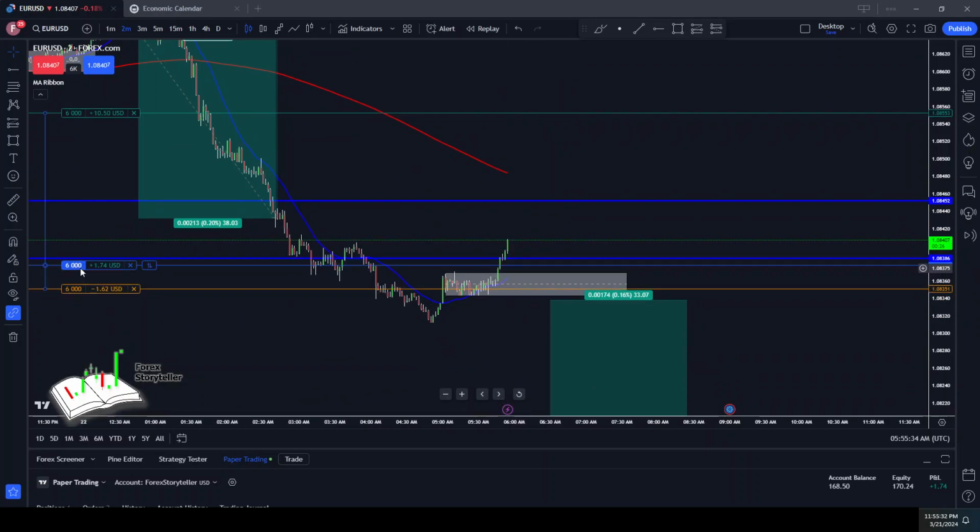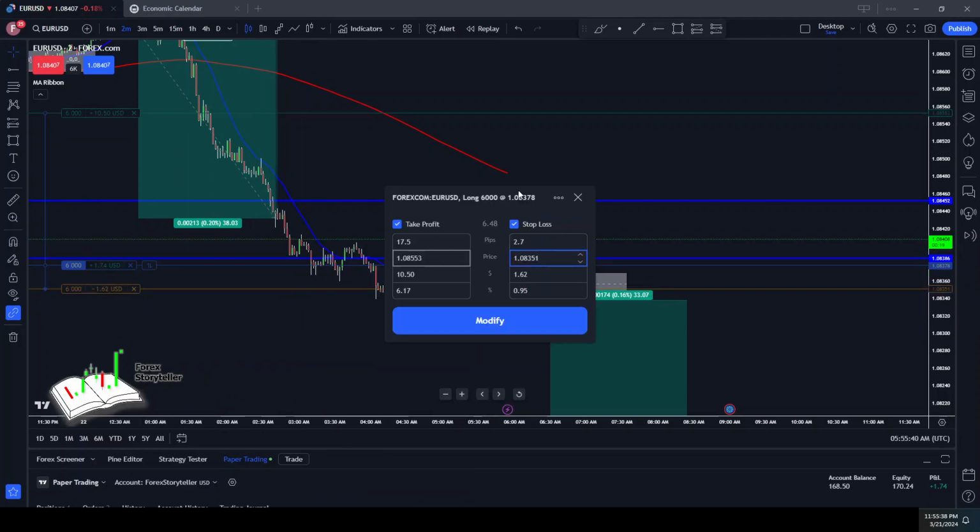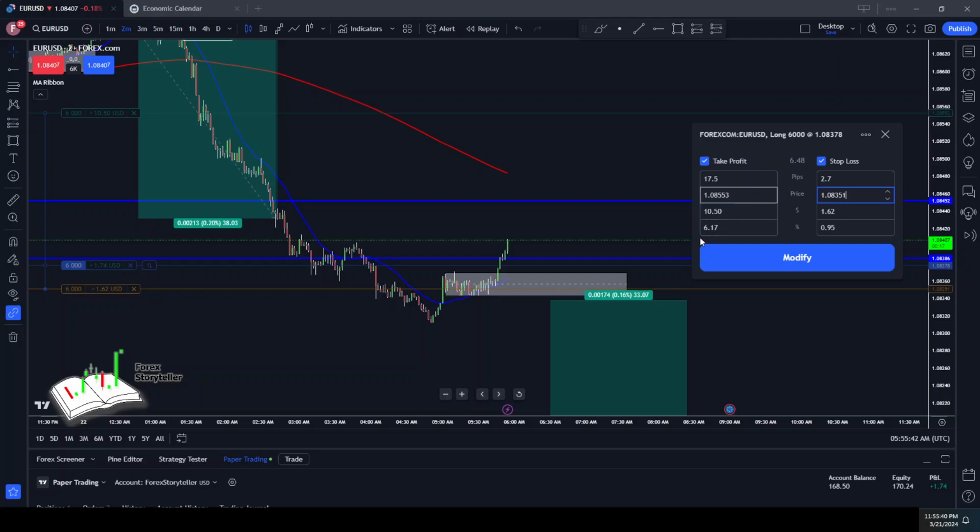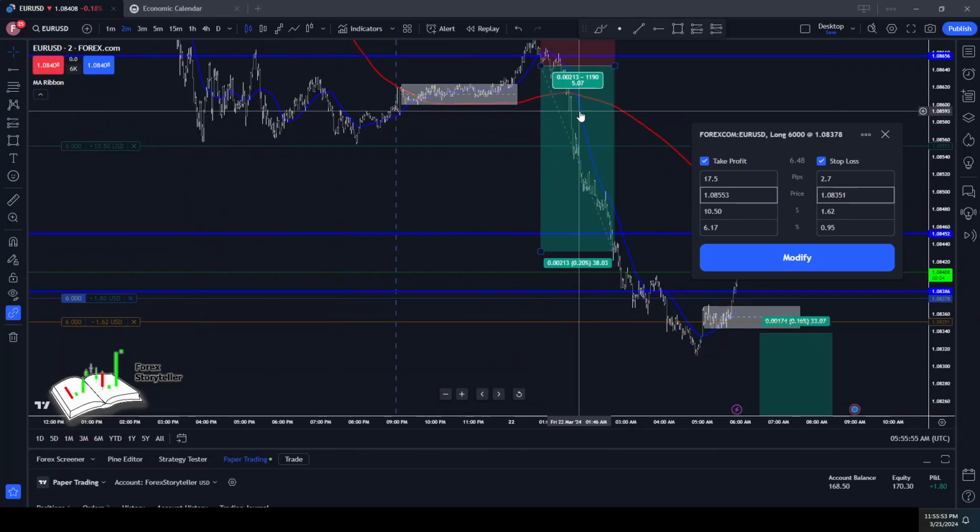Now notice already getting quite a significant amount of movement, and that is only a 2.7 pip stop loss. I've got the stop right under the breakout candle, and I'm just taking immediate entry on the confirmed breakout of the box. And that's the entire strategy in a nutshell.